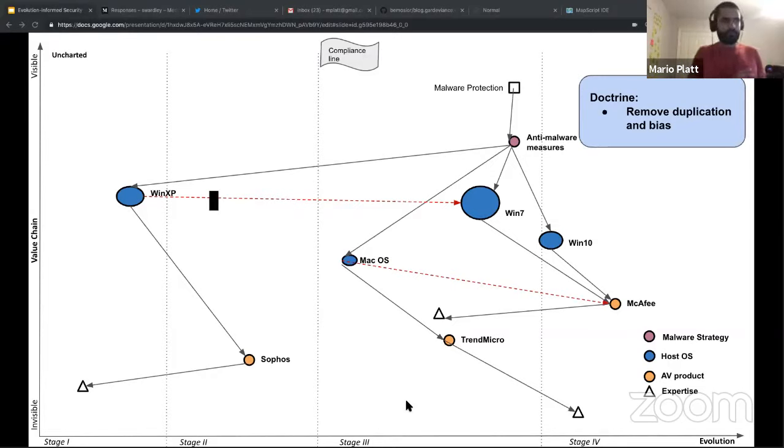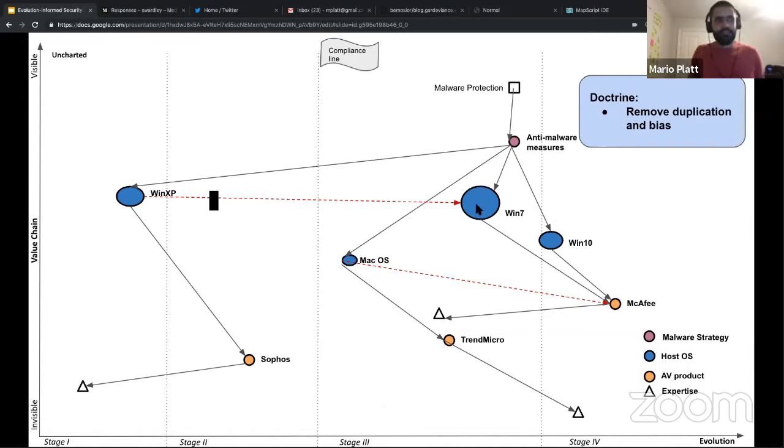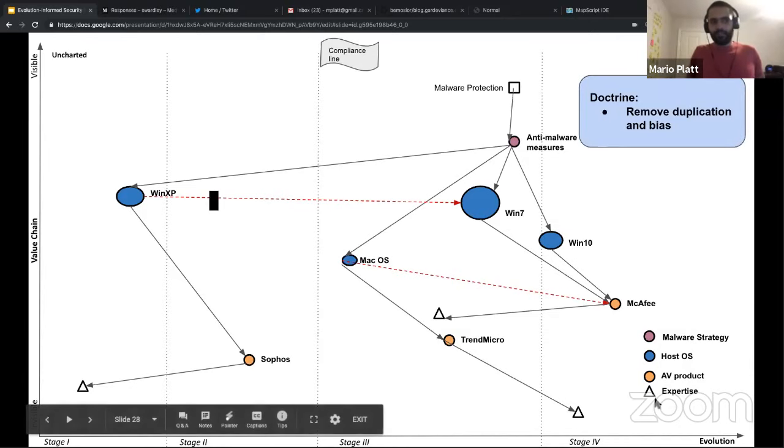So this is a fictitious scenario where we would have a Win7 estate. The size of the ball lets you know how big that estate is. So this organization has more Win7 than Windows XP or Windows 10. Then we've got some Mac OSs as well. Then we've got 3 different AV products currently in use in the organization, let's say. So Sophos for Windows XP. We're using Trend Micro just for Mac OS, and we now have most of our infrastructure, Win7 and Win10, in McAfee. And we've got the expertise.